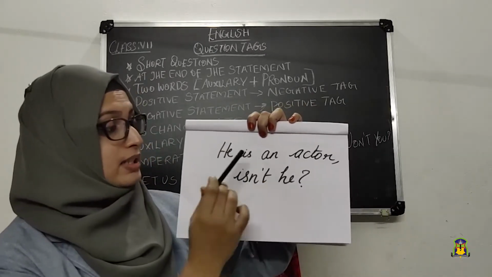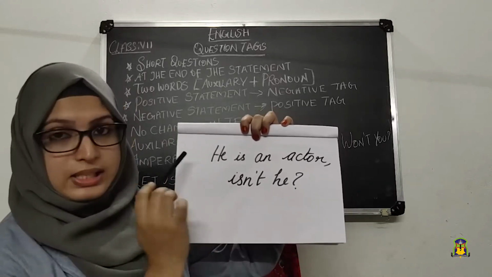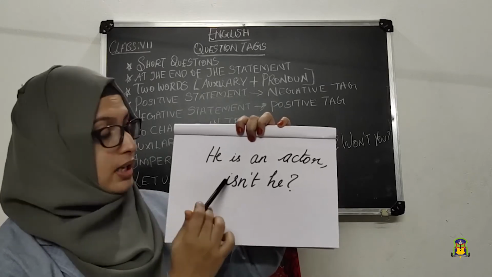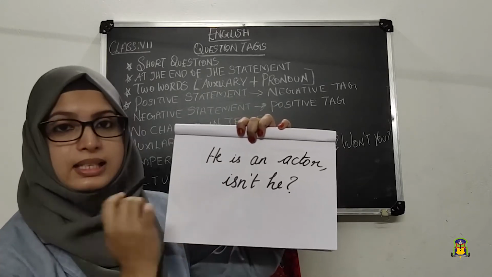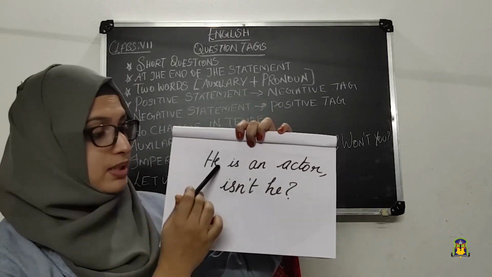So he is an actor. That is what we took here. That auxiliary we took here. Isn't, n't is a short form of not. Is not he, that is isn't he. And he is a pronoun we took here. Same subject we took here.